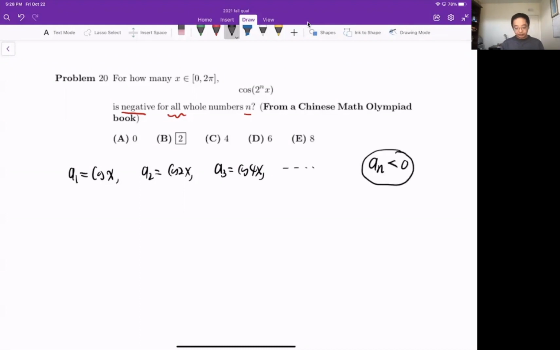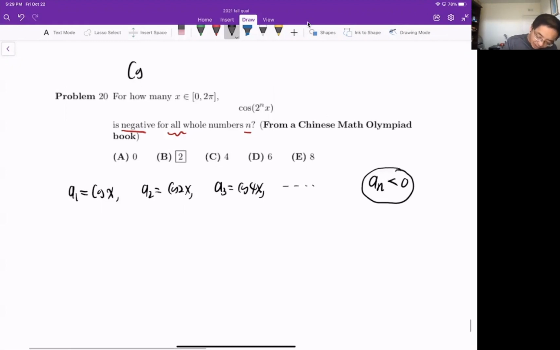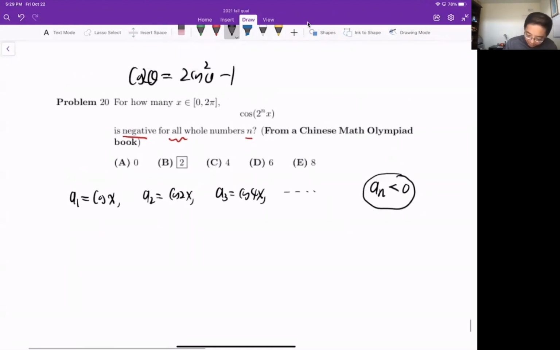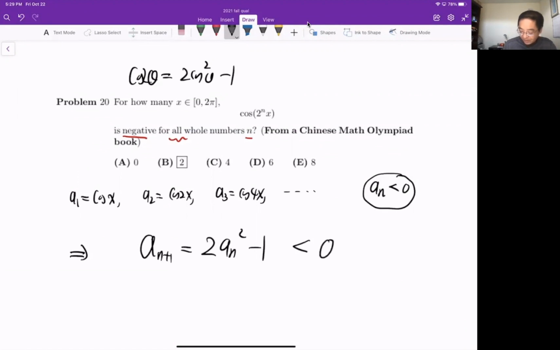Okay, now obviously there's a relation between those terms because each one is the cosine of the double angle, right? So let's recall the double angle formula. Cosine 2 theta, we know it's 2 cosine squared theta minus 1. Okay, so based on that, here we have a relation: a_(m+1) equals 2 a_m squared minus 1. Now we want each term to be less than 0.